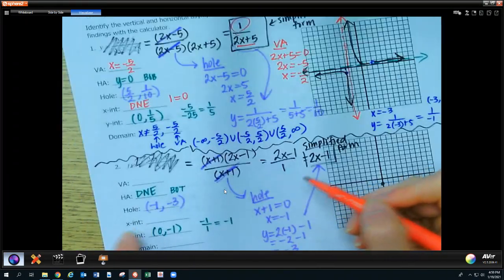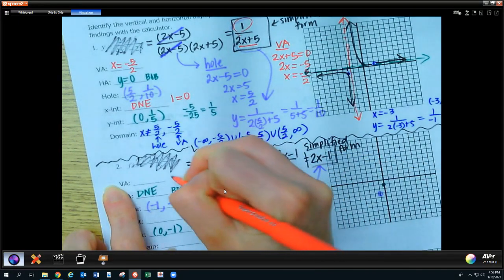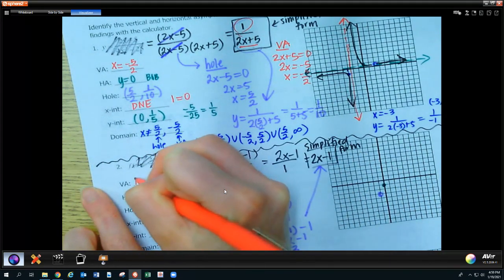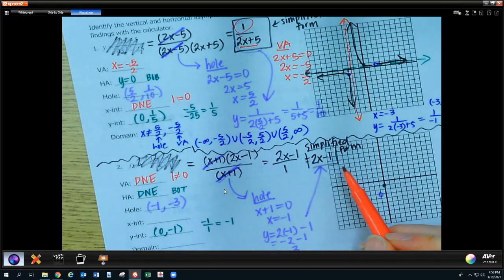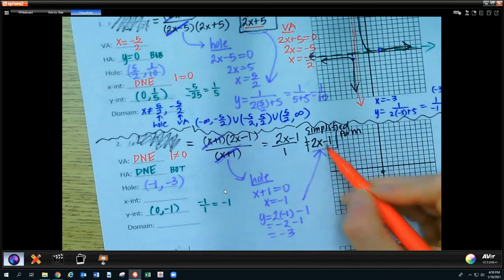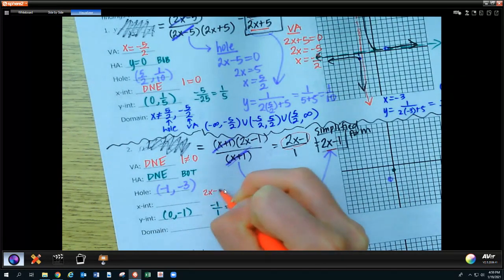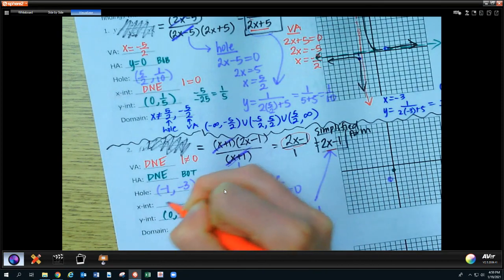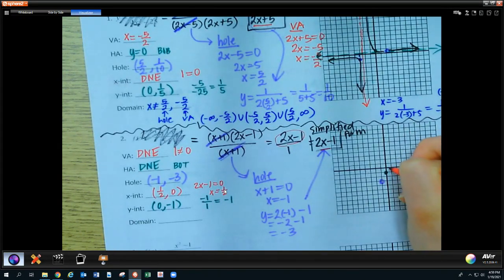Okay, so to find the vertical asymptote, we set the bottom equal to 0. And so the bottom is just a 1. And when you set that equal to 0, that never happens. And so our vertical asymptote also doesn't exist. Okay, that's because this is looking like a line. And so we don't have any asymptotes. For the x-intercept, we set the top equal to 0, which is the 2x minus 1. Add the 1, divide by 2. So 1/2 is our x-intercept. So right there.